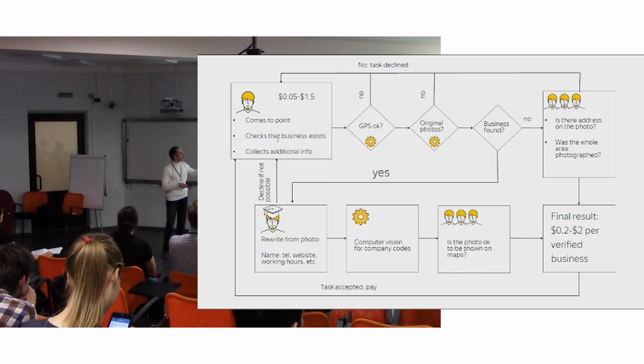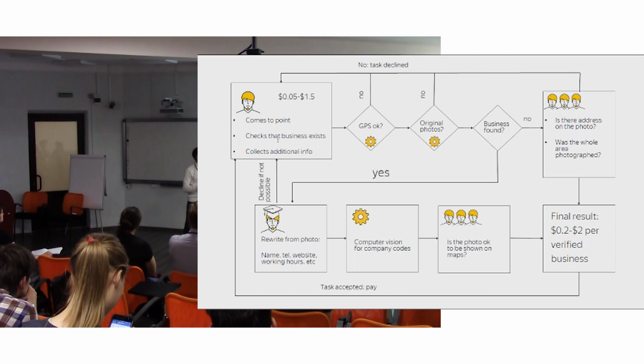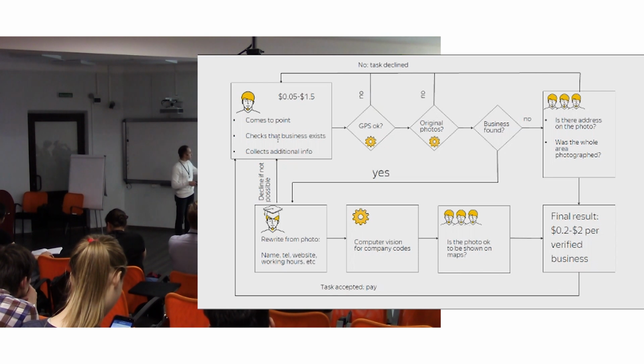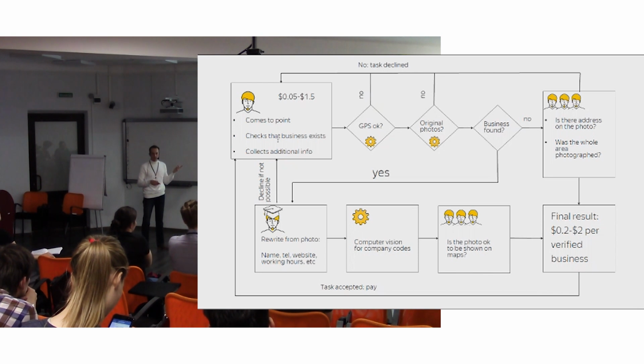Okay, then we check whether he actually found the business, and if not, can we do it again? Is there really an address on the photo? Was the whole area photographed? Maybe he just wasn't trying enough. And if he found the business, maybe we can use this photograph for something else. Maybe we can get information about this organization, like name, phone number, website, or working hours. And of course, we can use this information received from this photograph for computer vision algorithms further on.